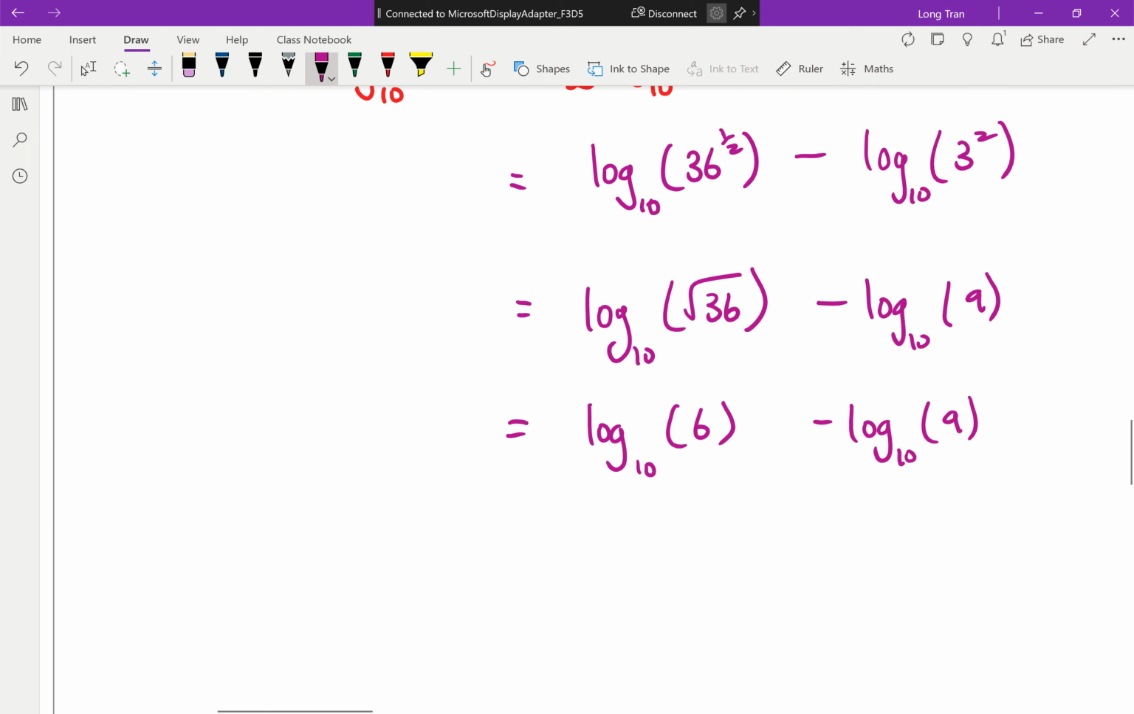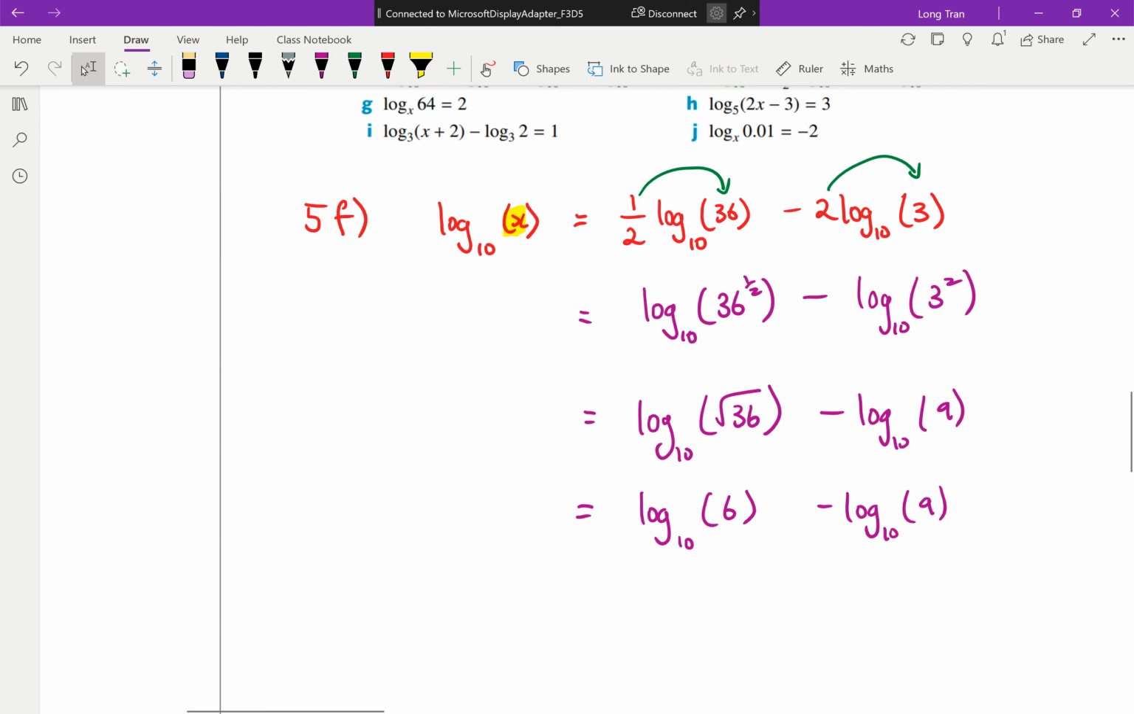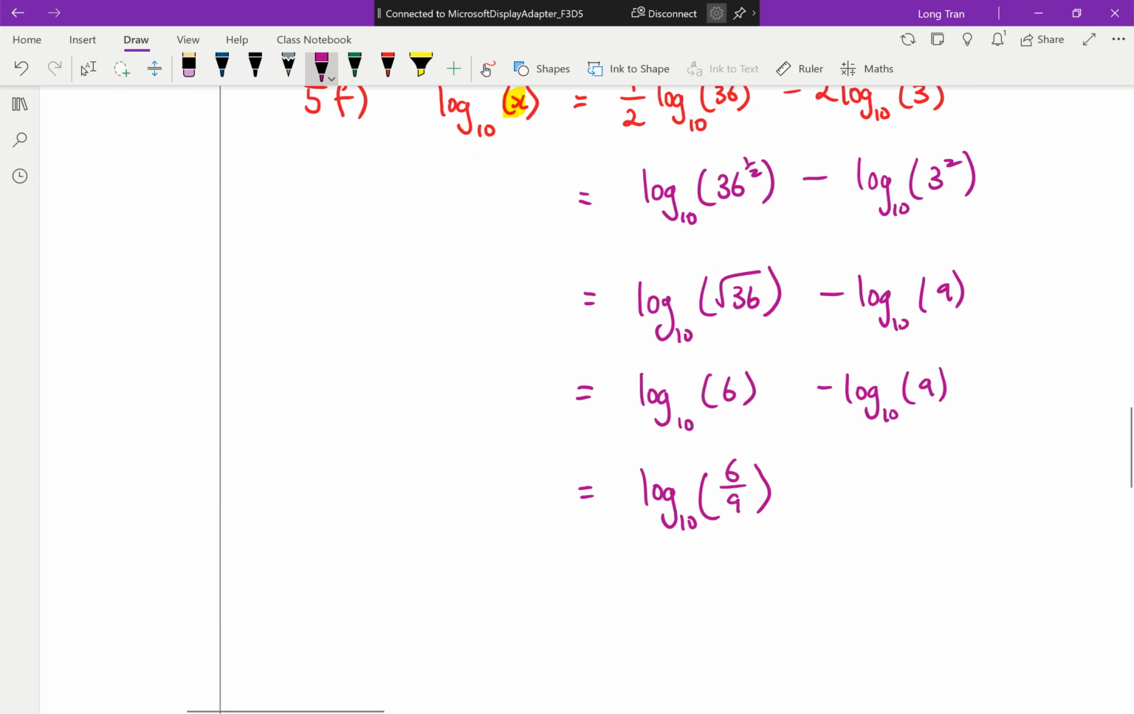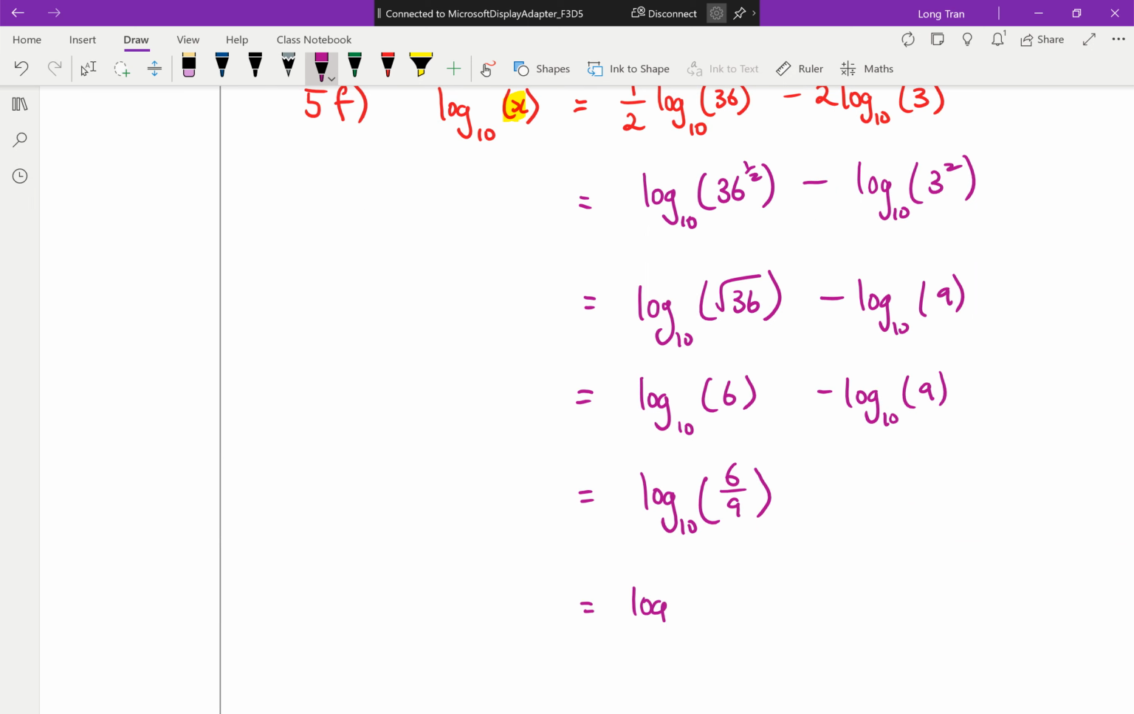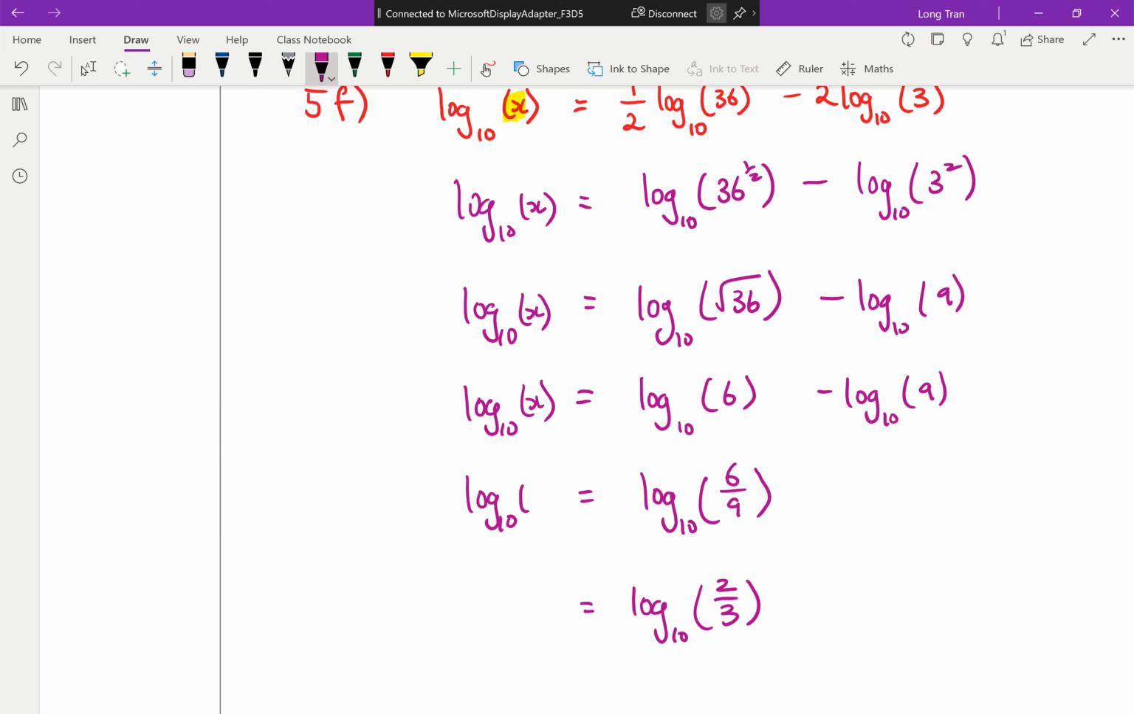So remember, using rule number 2, we can combine the logs and it becomes 6 over 9, which is where Ollie was saying that is 2/3. So log 10 of 2/3. Don't forget, on the left-hand side, you still have log 10 of x. I like to be clear in my notation, so I'm going to write log 10 of x all the way, okay? So here we go.